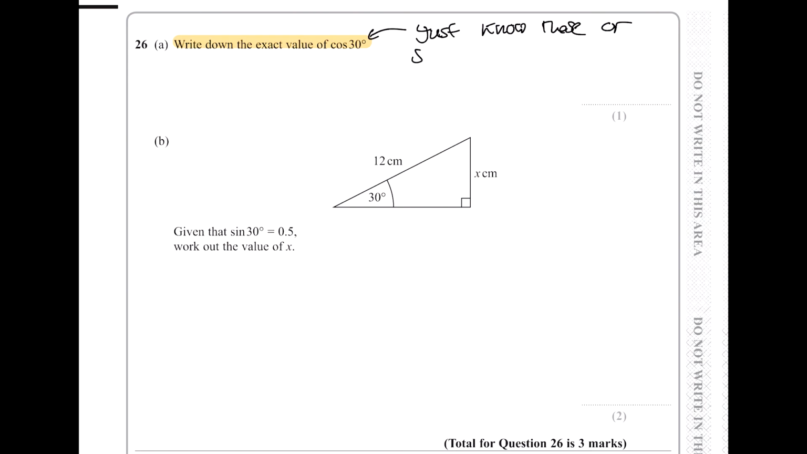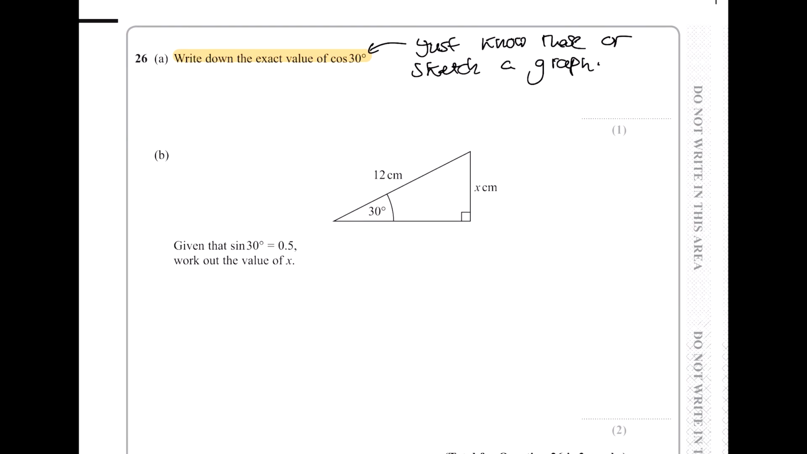Or sketch a graph, right? If you don't know, you can sketch a graph. So cos 30 would be... oh, sorry, cos 30 would be root 3 over 2. It just comes from your standard definitions, but you can figure it out in other ways.